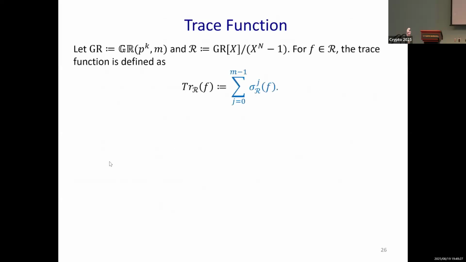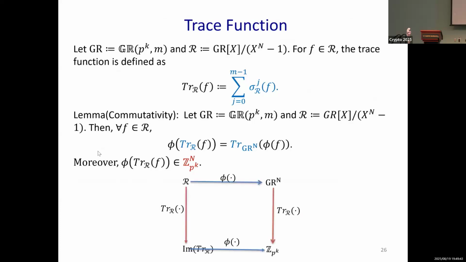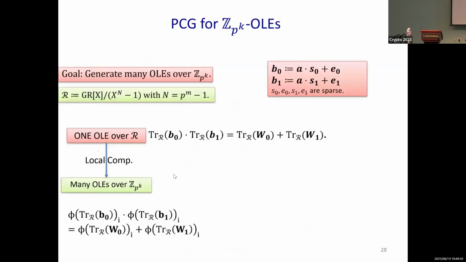With the Frobenius map, the trace function can be defined as the sum of the Frobenius maps. And also, the trace function and the isomorphism commute, and then we can obtain this result because they commute. We can also prove the trace function satisfies some desired properties. With this trace function, we can construct a PCG for Z_{p^k} OLE.